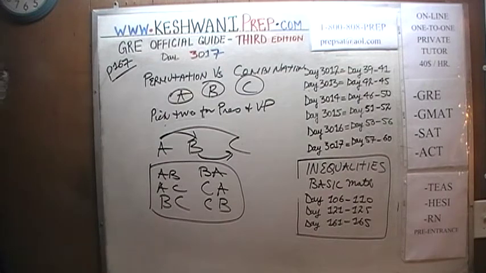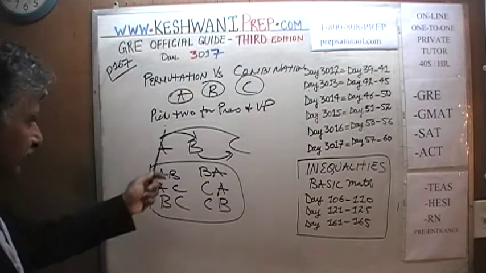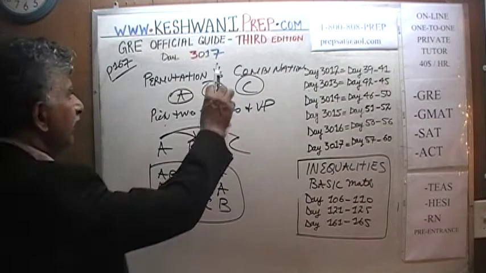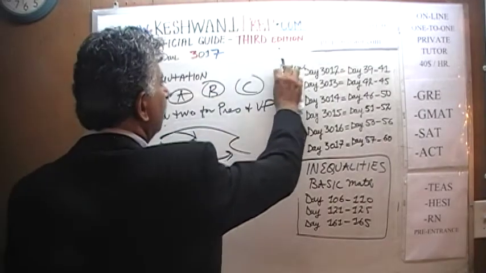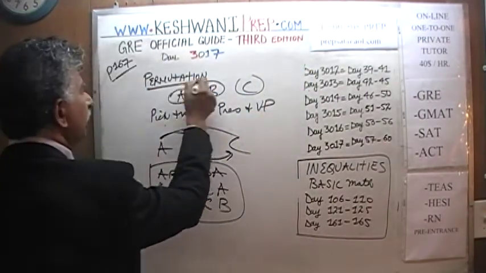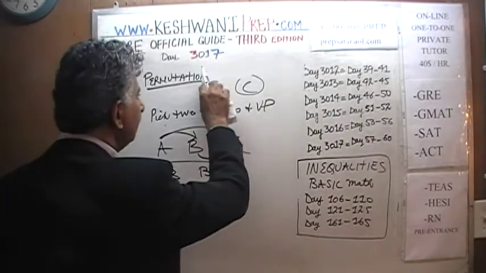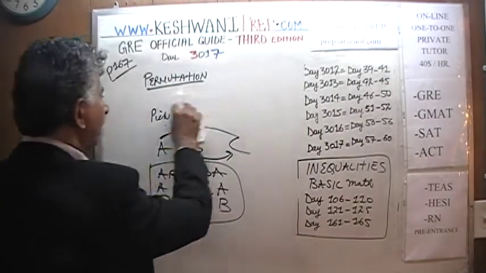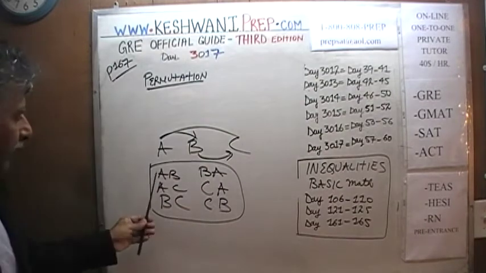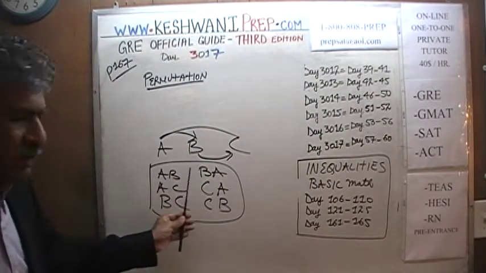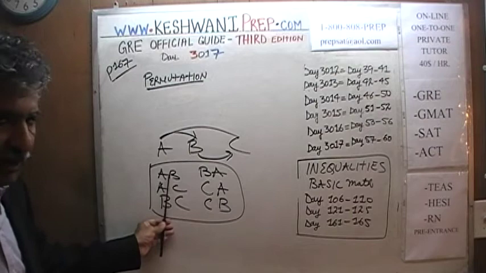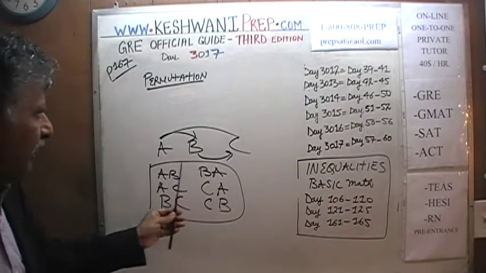This scenario that we're dealing with here is called permutation. And in permutation, AB and BA, we can repeat this thing. AB is one scenario, BA is one scenario.